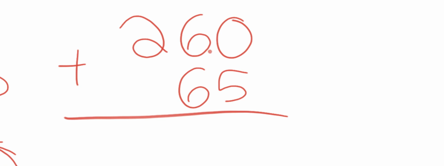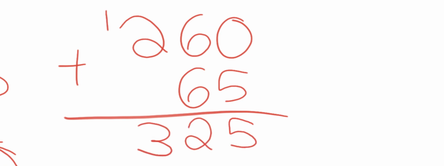So now I have 260 plus 65. On your whiteboard, I want you to solve. What's 260 plus 65? 5 plus 0 is 5. 6 plus 6 is 12. 2 plus 1 is 3. I'm not at 455, so I'm going to keep going. So let's add 65 again.